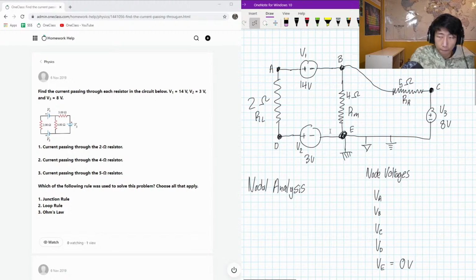We know that in between node D and node E, we have a voltage source that has the D side 3 volts higher than the E side. So VD is just going to be 3 volts higher than E, and that's 3 volts higher than 0, which is 3 volts. Nice and straightforward. What about VC? That's going to be another fairly simple one. It's just going to be 8 volts higher than the voltage of E. E is 0. C has to be 8 above 0, so that's just 8.